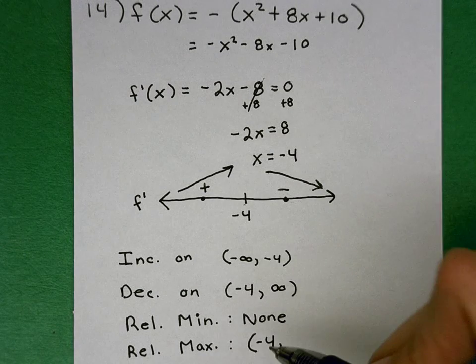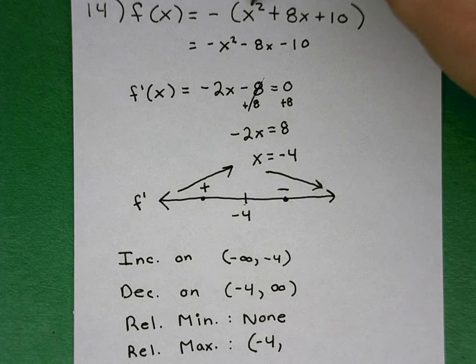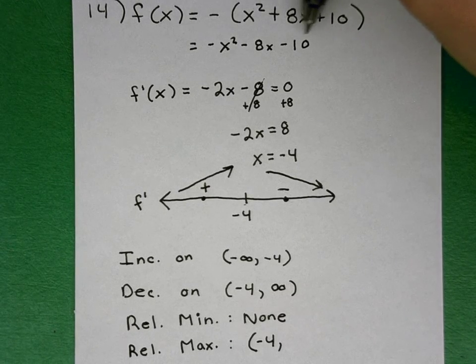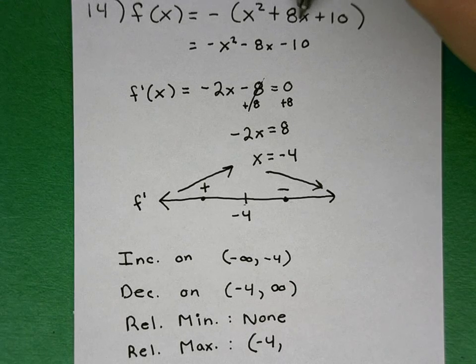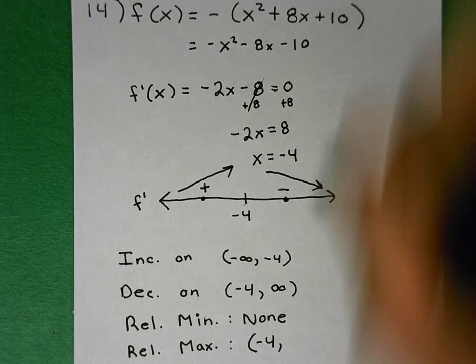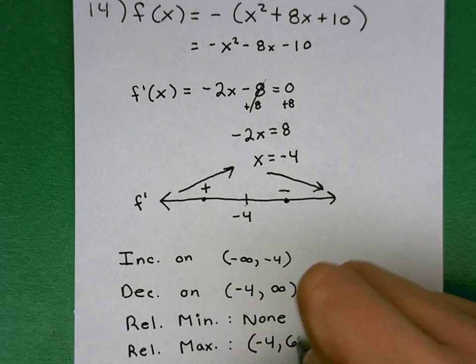Okay? So I'm going to take that -4, I'm going to plug it back in here. I'm going to get 16 minus 32, which is -16, plus 10, which is -6, and negative times -6 is +6.